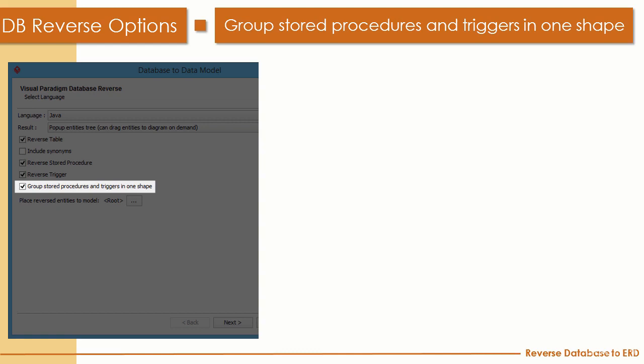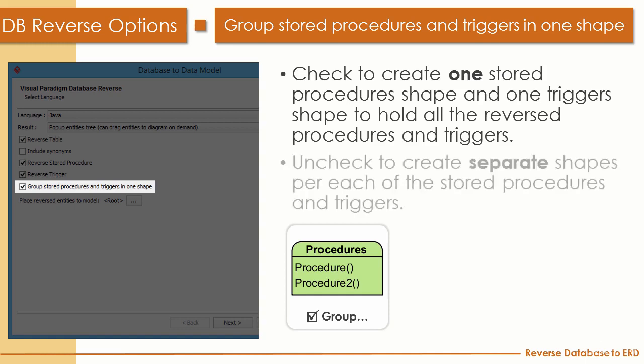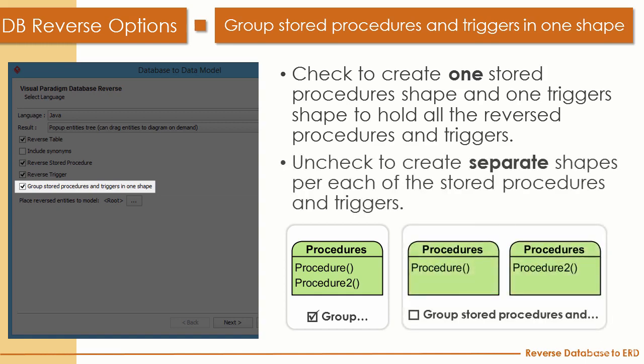This option is about how to treat the stored procedures and the triggers after we reverse. If you tick this box, which is ticked by default, then we will create a procedures shape and put all the procedures inside the single shape. It's like grouping all the procedures in a single shape, which is easier to manage. Or you can uncheck it, then we will create a shape for each procedure. Then you have plenty of flexibility to drag and drop them everywhere. And this option governs both the procedures and the triggers.